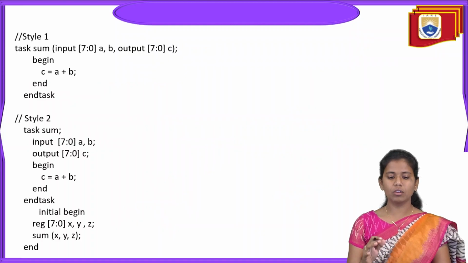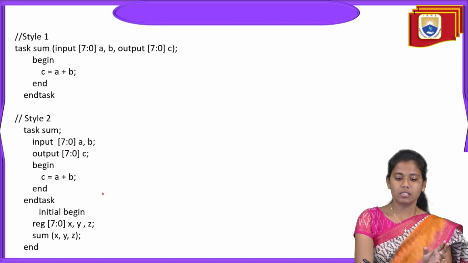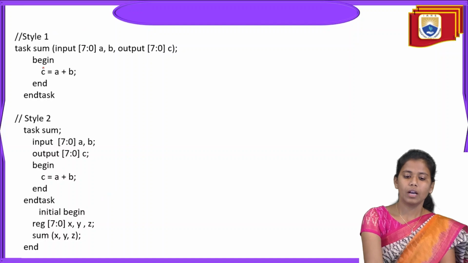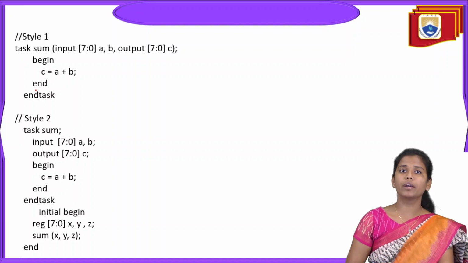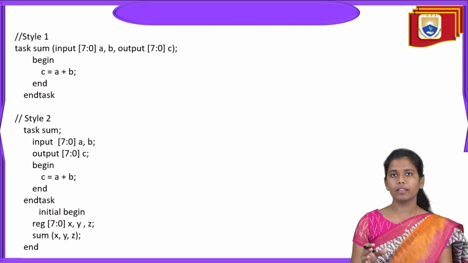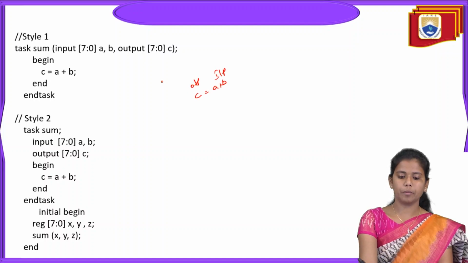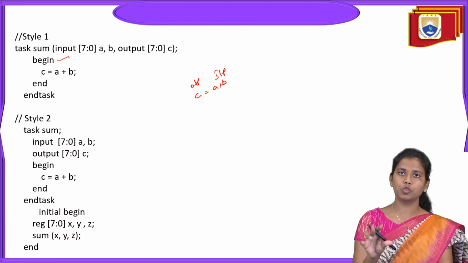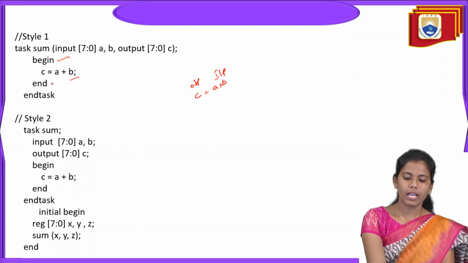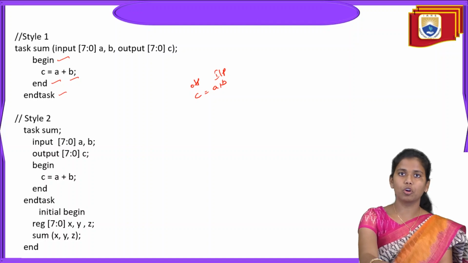Here also we have code in style 1 and style 2, as we have seen previously. This is style 1, where we have some arguments. Task sum: we are just summing up 2 bits. The inputs are A and B, the output is C. Task sum, input [7:0] A, B, output [7:0] C. Begin, C equals A plus B, end task. This is one way of writing your code in terms of task, with the arguments given.